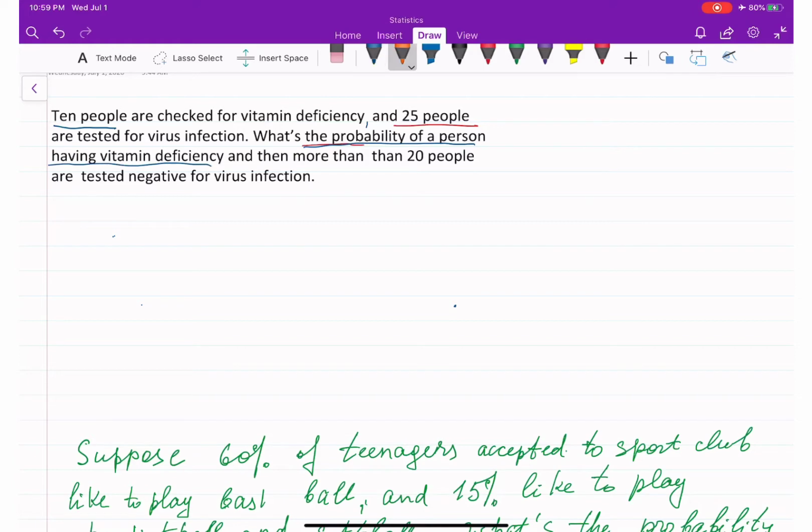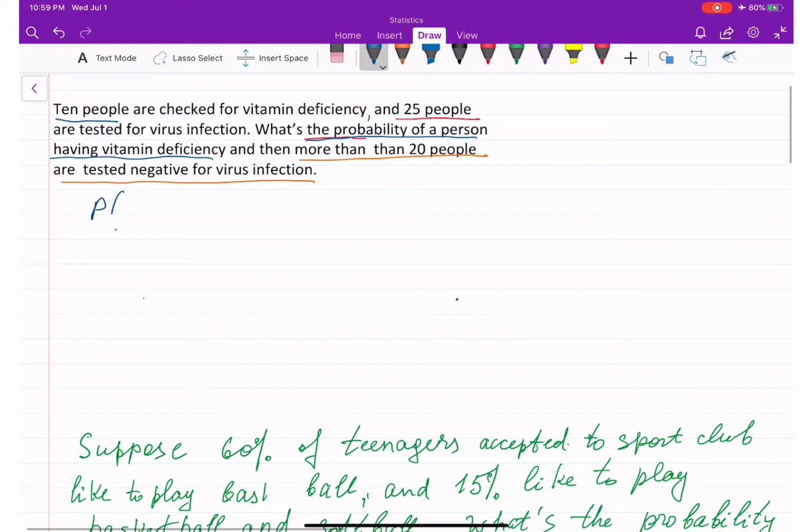And then more than 20 people are tested negative for the virus infection. Okay, what's the probability of a person having vitamin deficiency? Probability of the person having vitamin deficiency is, we say a person, which means it's only one person. And how many people we have checked for vitamin deficiency? 10. So it will be 1 over 10, which equals 0.1.